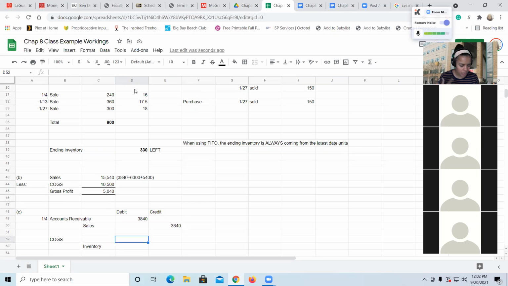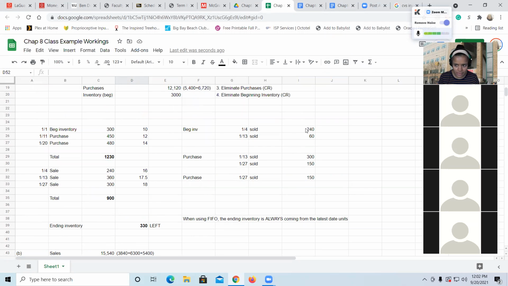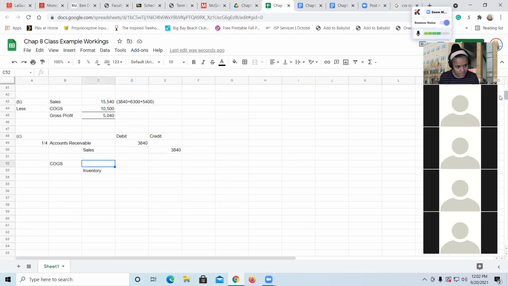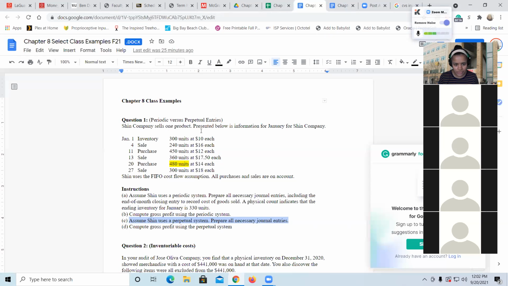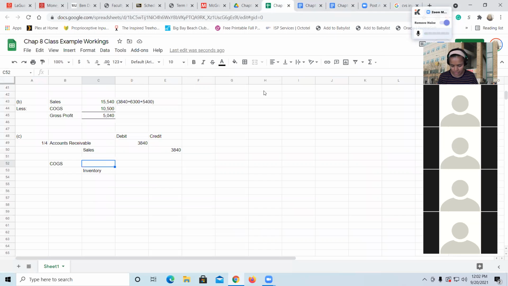So now we come to what I was discussing with you earlier, where I said the 240 units that are sold came from the beginning inventory. Let's see how that works. This cost of goods sold for the 240 units is going to be at $10 each, because that's the first inventory that we have. So 240 at 10 is 2,400. Cost of goods sold goes up on the debit side by 2,400. It's an expense, and inventory goes down. The 240 units came out of the beginning inventory because that was the first thing in, so now it's also the first thing out.